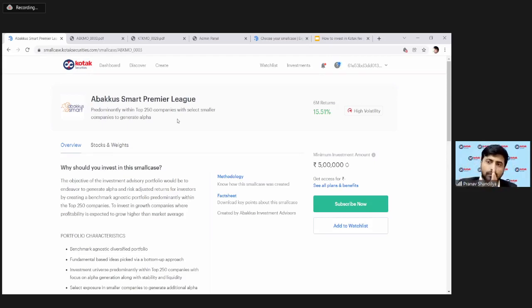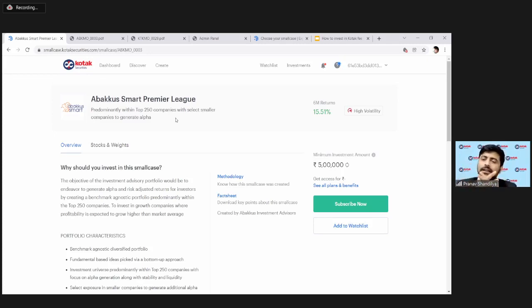And the top 250 NSE based stocks, according to market capitalization, is considered for this particular basket. And there are, of course, select smaller companies. It does not necessarily mean that all the set of stocks belong to the top 250 companies. There will be a couple of stocks, maybe one or two stocks, which do not belong to that particular category. Now, what does generating higher alphas mean?